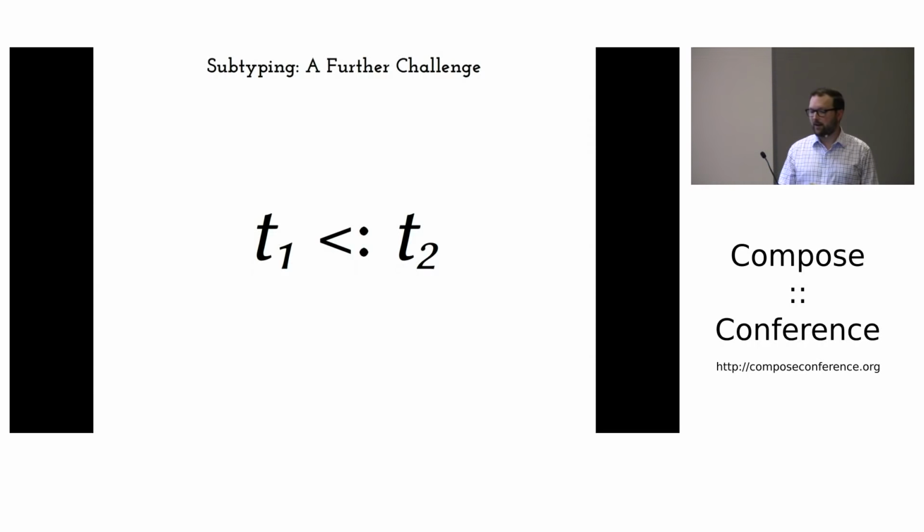So this form of judgment here is read T1 is a subtype of T2. And the meaning of this is that wherever I want a T2, I could just as well have used a T1. It doesn't necessarily go the other way. My favorite example is that the natural numbers are all integers, but there are many integers that are not natural numbers, such as -1 or -2 or -11 billion.